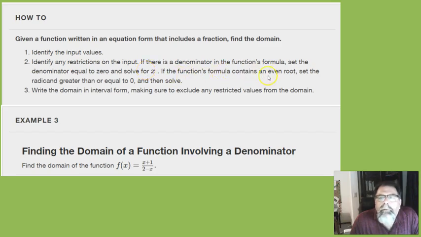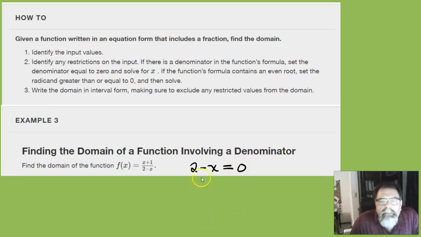You're going to exclude that. If the function's formula contains an even root, set the radicand greater than or equal to 0, then solve. And then write your domain in interval form. Make sure to exclude any restricted values from the domain. So for our exclusion here, we don't want this denominator to be equal to 0. So 2 minus x cannot equal 0. Up here they said set it equal to 0 and solve, and then exclude that. Me personally, I just put a not equal sign here and then solve that, and that is my domain.